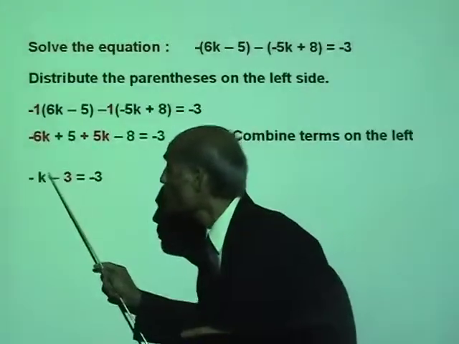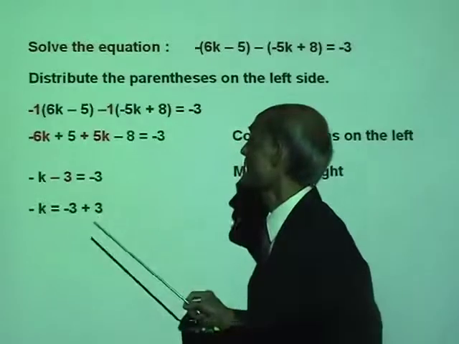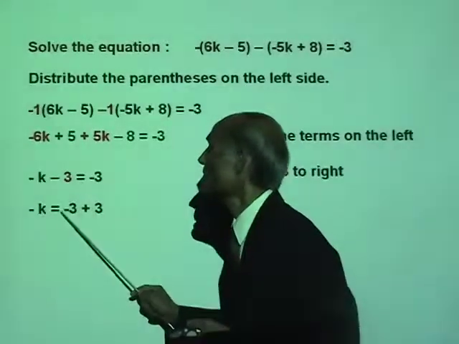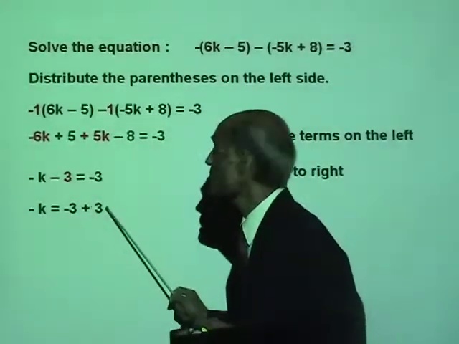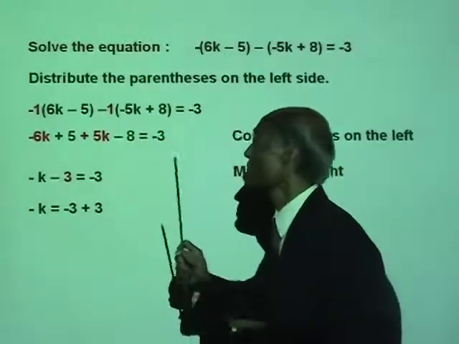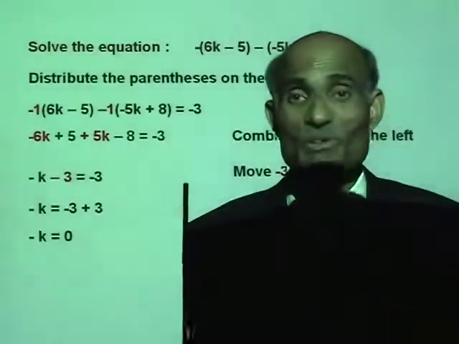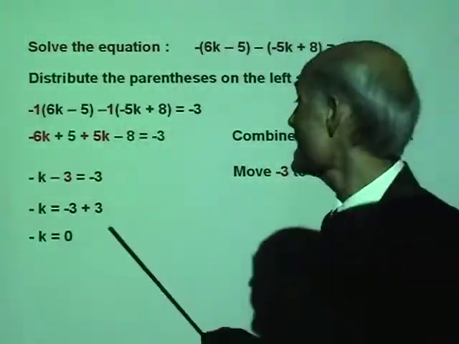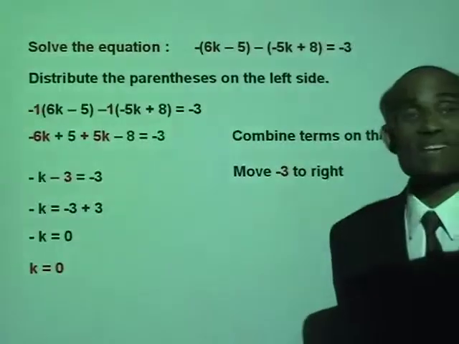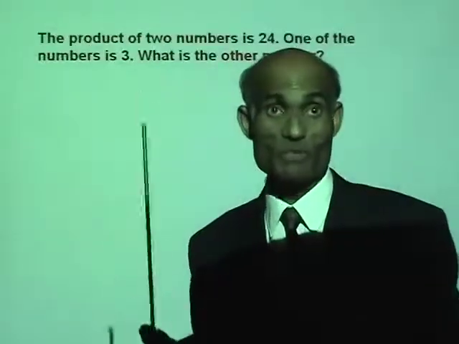And now move the negative 3 to the right side. What do we have? Negative k equal to negative 3 plus 3. And negative 3 plus 3 equal to 0. If negative k equal to 0, what is k equal to? K equal to 0. Okay, that was a good question.